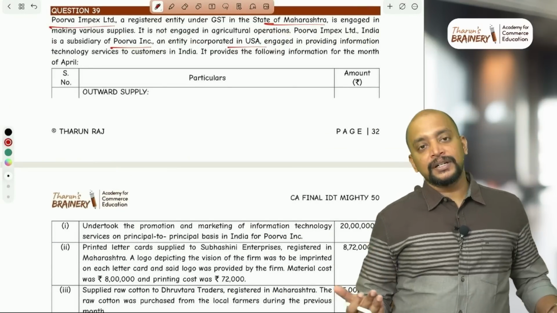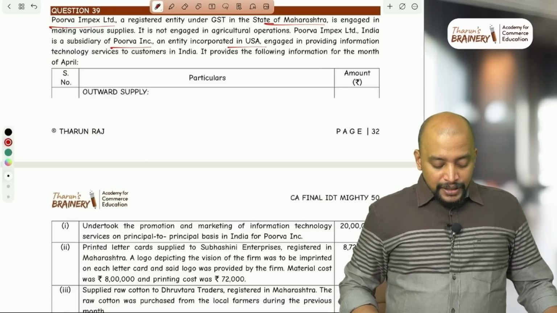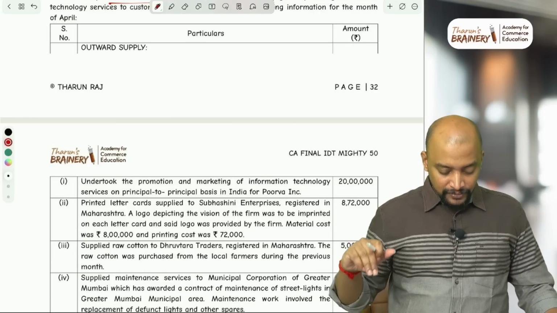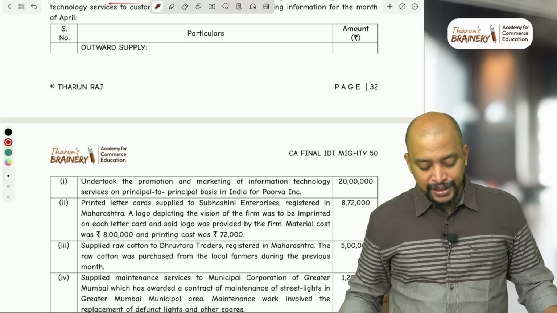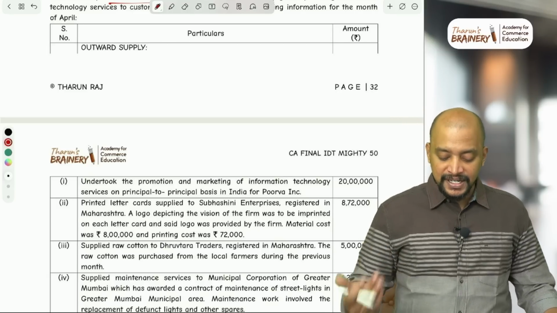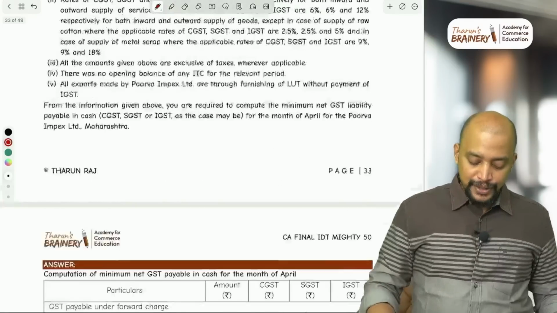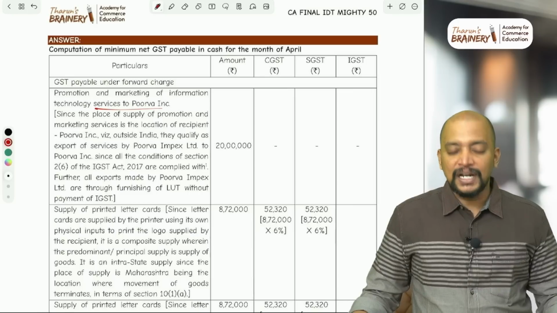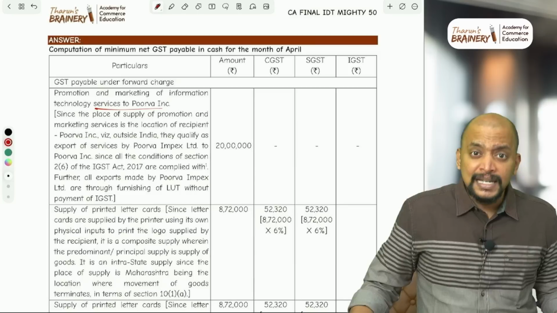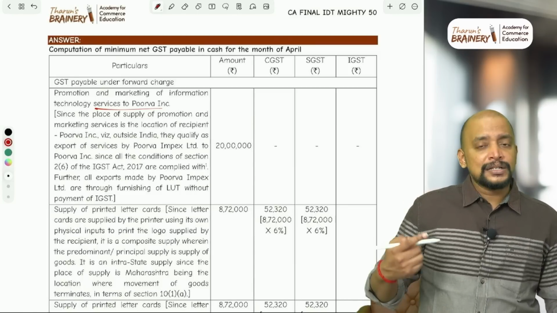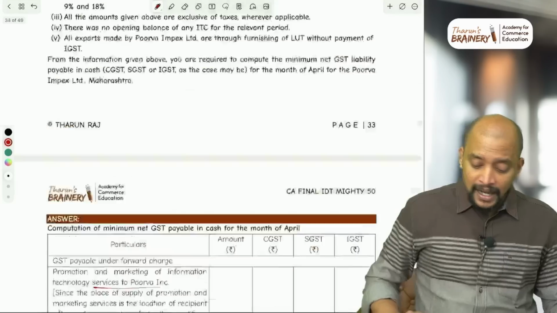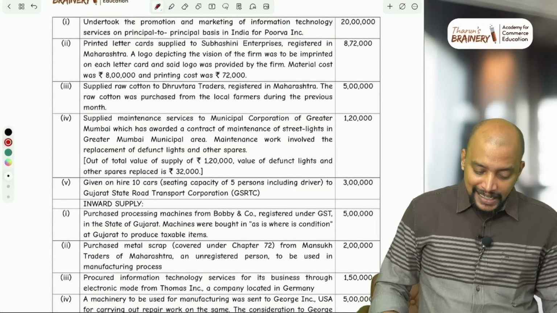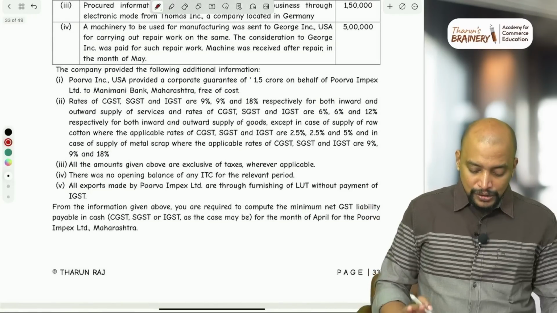Basically this is your comprehensive question number 1. Undertook the promotion and marketing of information technology services on principal to principal basis in India for Purva Incorporation. So this is what they are basically providing services, promotion and marketing services. Okay, so you can see here promotion and marketing of information technology services to Purva Incorporation. Basically it will come under export of services. How? Supplier in India, recipient outside India. Promotion and marketing means, so general provision section 13, location of recipient and how the consideration is being received. Okay, that information is not given about the consideration in this case, and even below also there is no information.